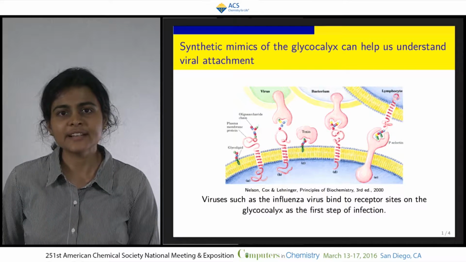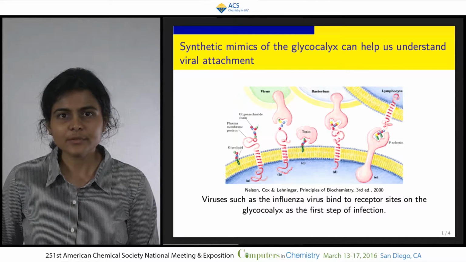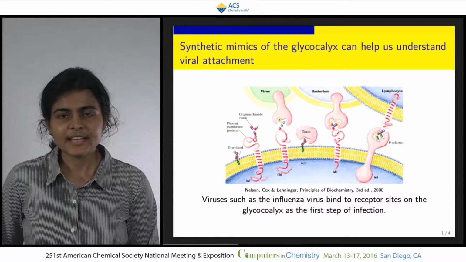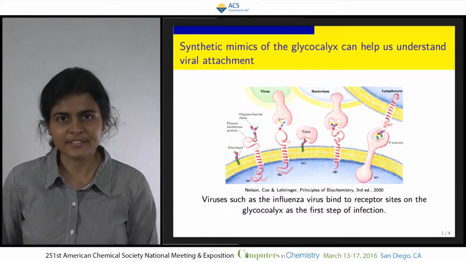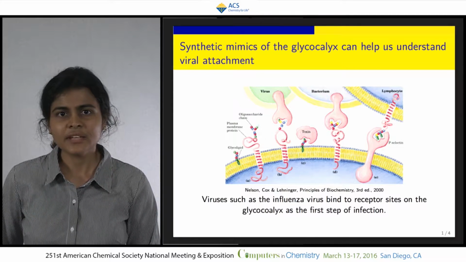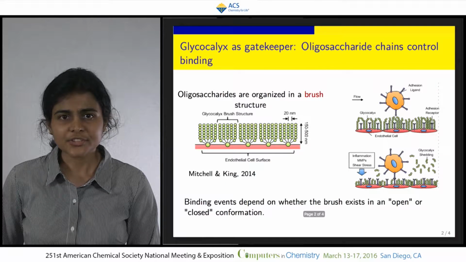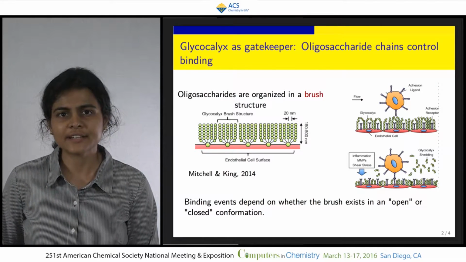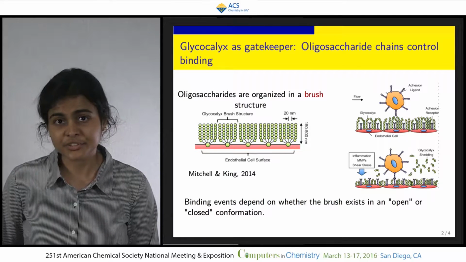Glyco means sugar and calyx means shell. The glycocalyx is a carbohydrate-rich layer that sheaths our endothelium. It acts as a first line of defense against virus invasions, but very little is understood about how this actually happens. If we look at the structure of the glycocalyx, we will notice that it is composed of oligosaccharide chains which are organized in a brush structure.